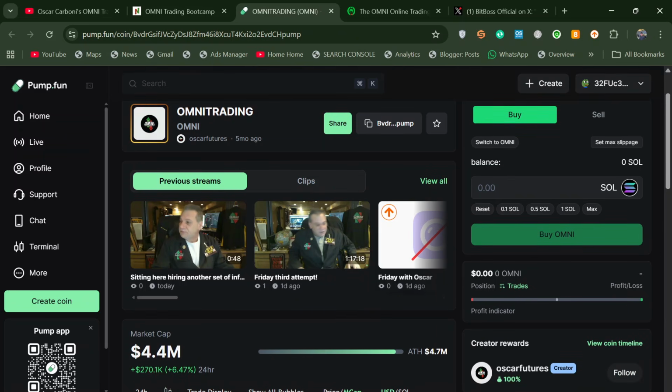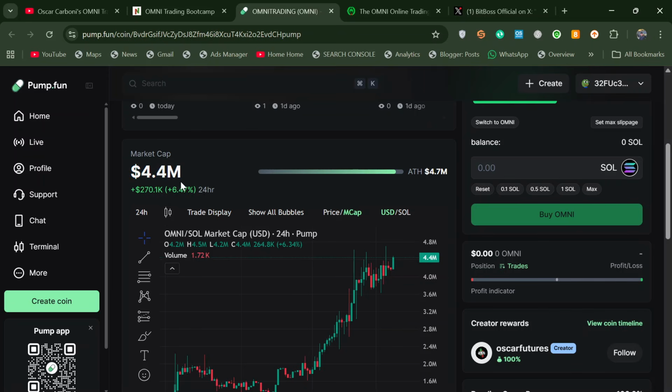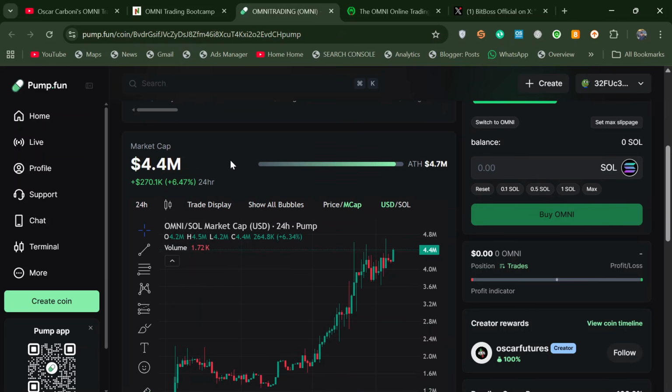This token's name is OMNI Trading and its market cap is around 4.4 million. In my previous video I already told you this token will pump to high numbers. You can see that it has increased by 6.47% within 24 hours. In my previous video the token's market cap was about 2 point something million. Now it is around 4.4 million.